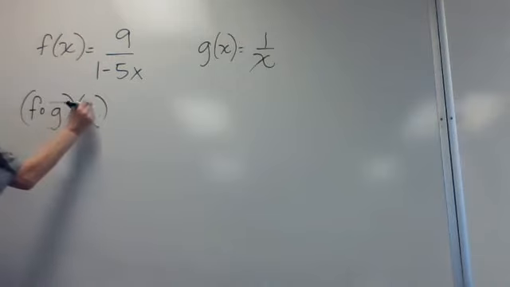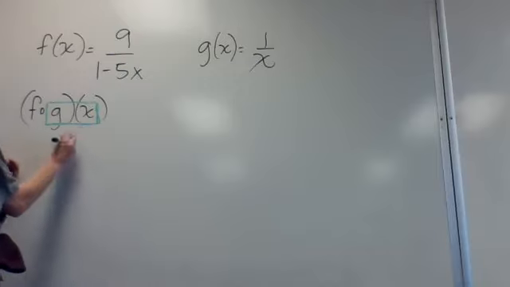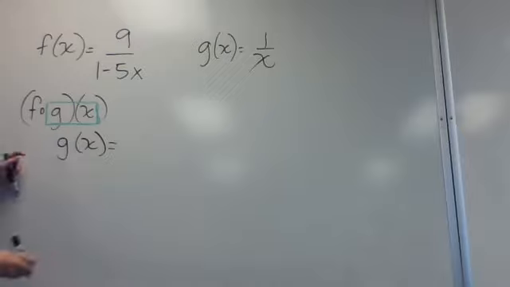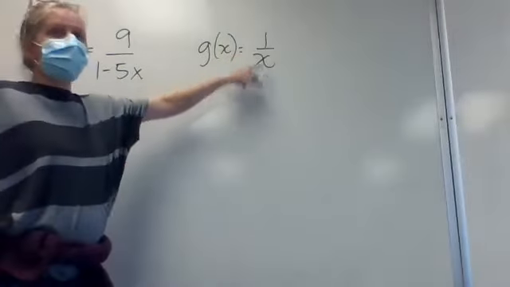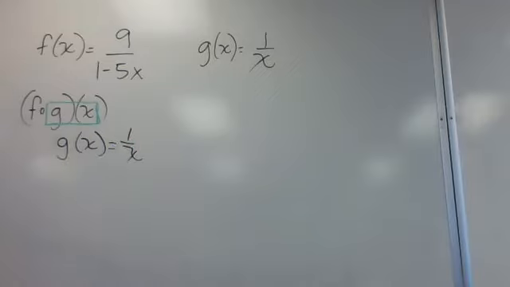So just like the last one, whatever's in this position is what you find first. So the first thing I'm doing is finding g of x. What is g of x? 1 over x. Just like the last one, what am I doing? Now I'm going to the f function and replacing its x with what I got in the last part of my answer, which is 1 over x.